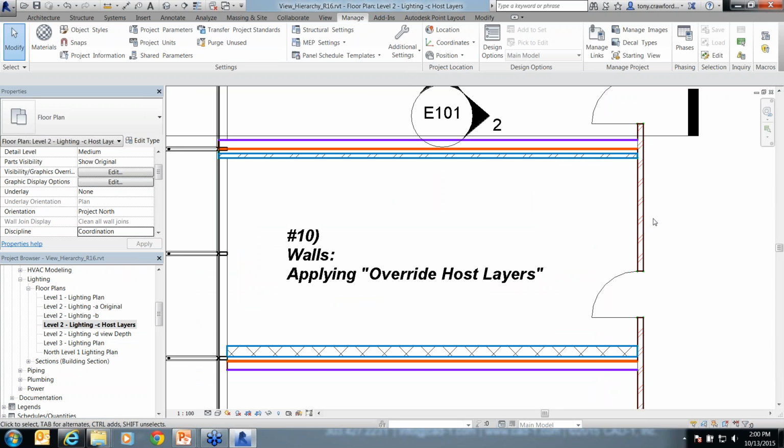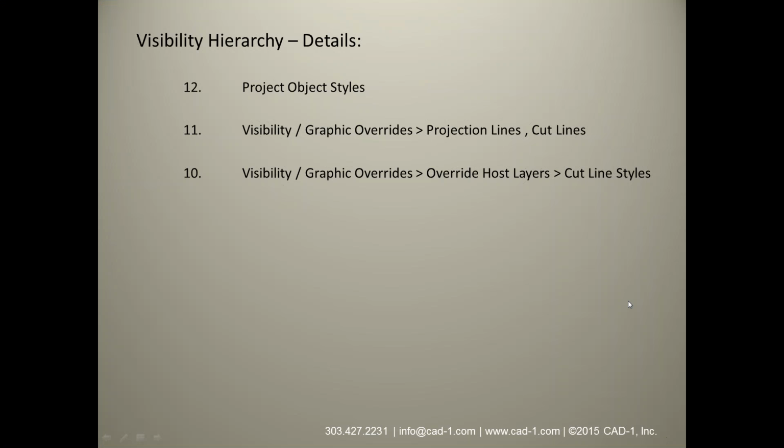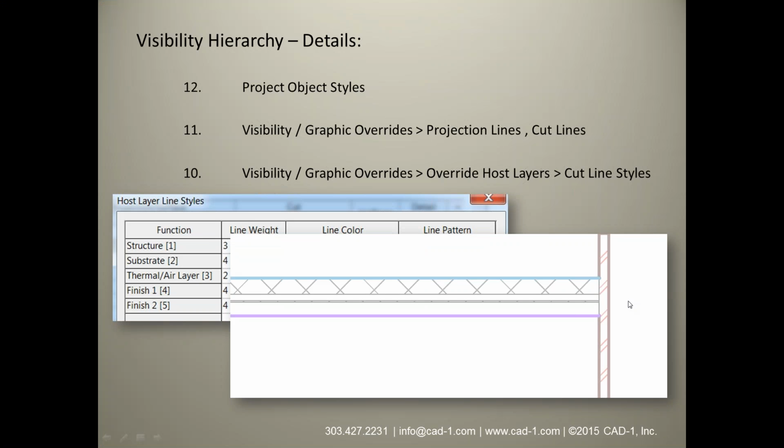Pretty. Or you could keep them all the same color and put in different line weights, or maybe make some of them gray, kind of halftone, and make other layers black, thicker, thinner. You don't have to use colors, but it makes things obvious. Let me flip over to, come on. So those are what the override host layers, the cut line styles can do for you.